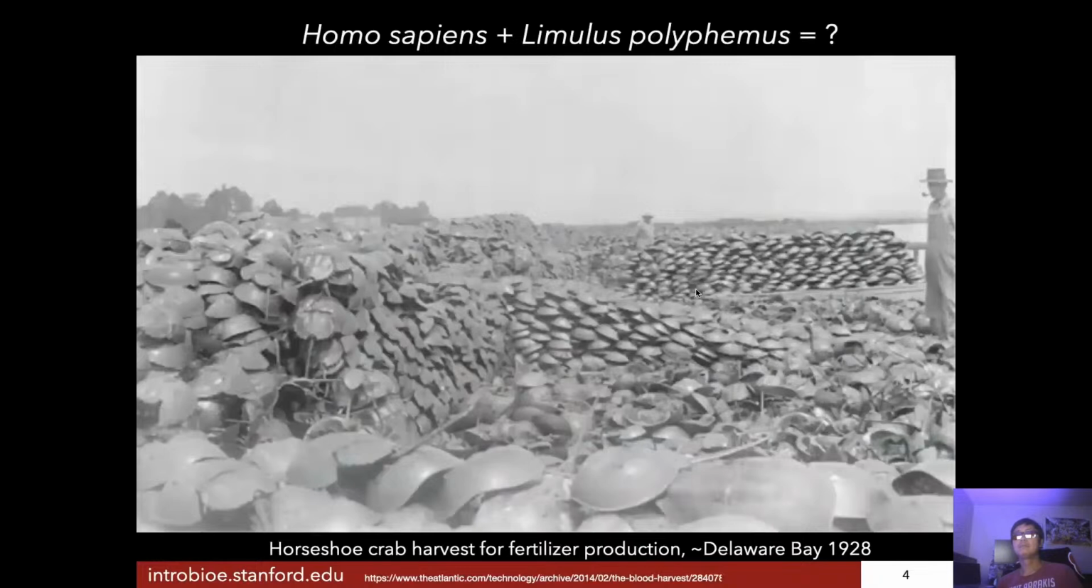Here's a photograph from the early 20th century in Delaware Bay, Pennsylvania, New Jersey, that part of the eastern seaboard of the United States. And you can see that the fellas here are stacking up lots and lots of horseshoe crabs, and then taking them away on trolley carts or train cars. It looks like they're using this for fertilizer, right? So you could do farming. What's this going to do to the horseshoe crab? It's going to reduce the population of horseshoe crabs.